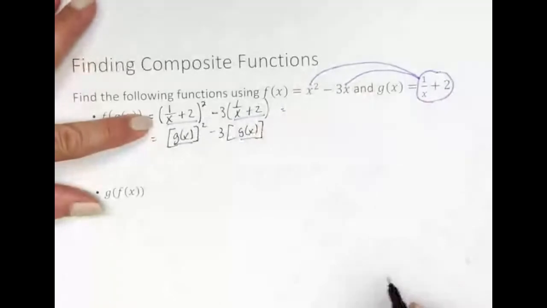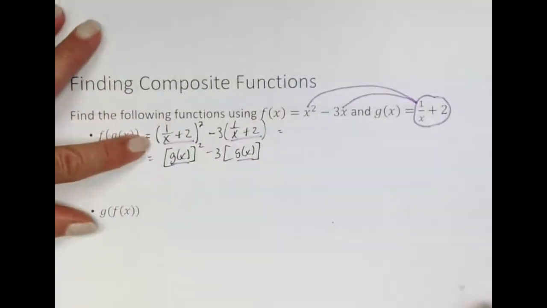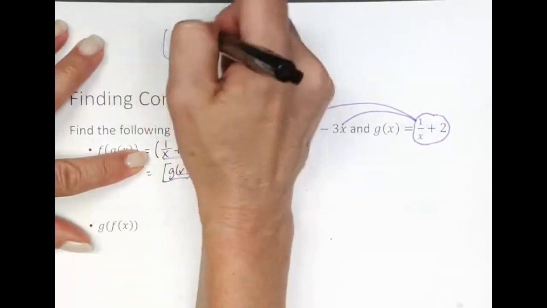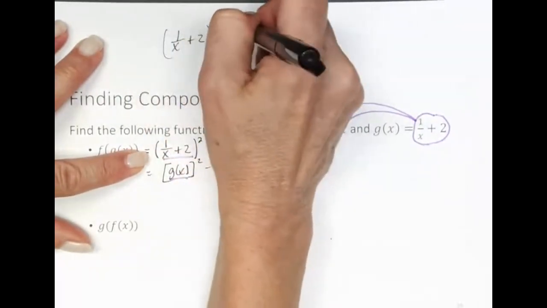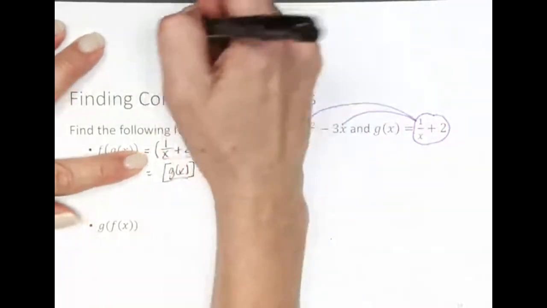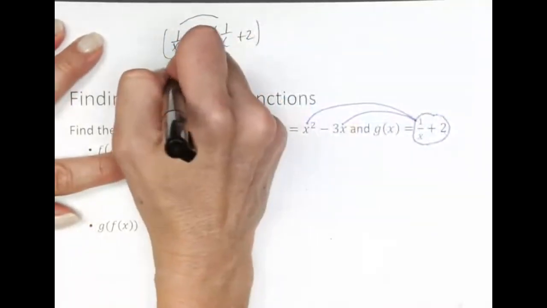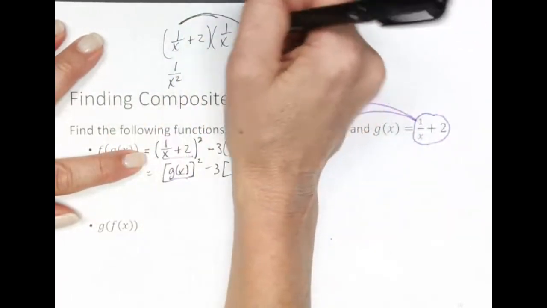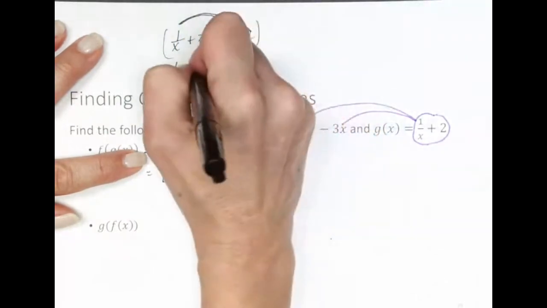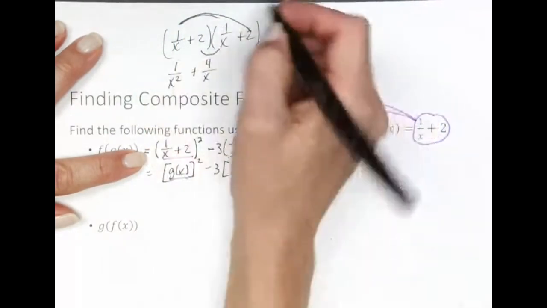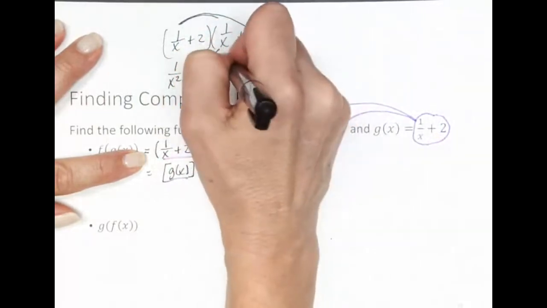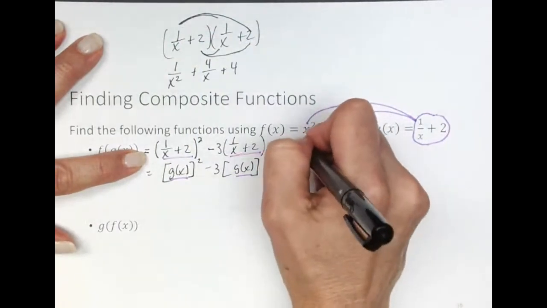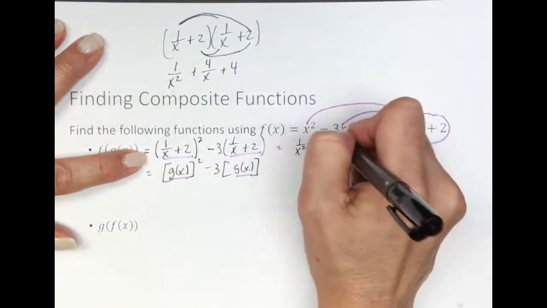Let's see if we can find what 1 over x plus 2, squared is. Let's do it up here. Make some space. 1 over x plus 2 times 1 over x plus 2. That's going to be 1 over x times 1 over x, or 1 over x squared, plus 2 over x plus another 2 over x, which is plus 4 over x, and plus 2 times 2, or plus 4. So there's that first part: 1 over x squared plus 4 over x plus 4.